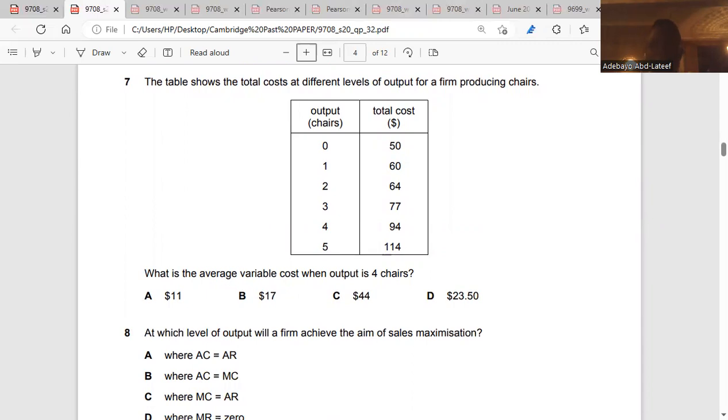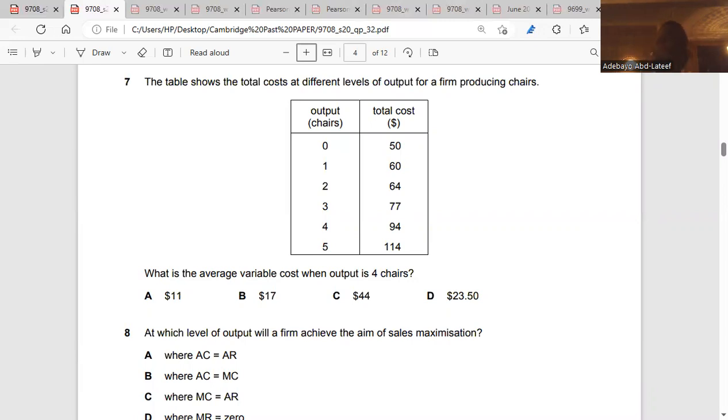We only know the total cost and the output. So we need to find the total, we need to find the variable cost, we need to find the fixed cost, because the question is about the average variable cost. The formula for the average variable cost is AVC equals VC divided by output.